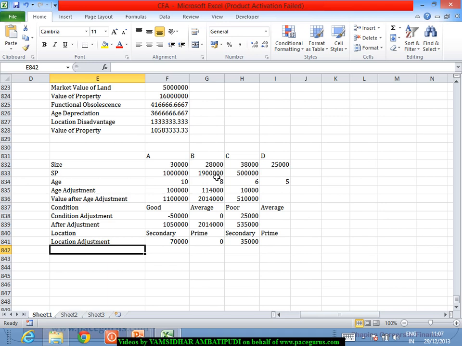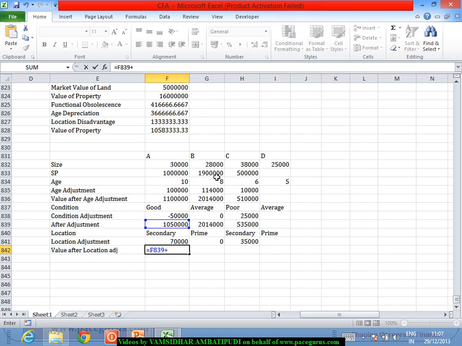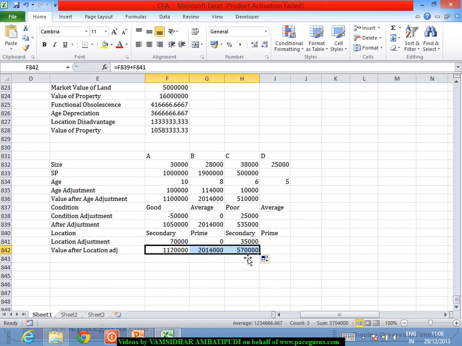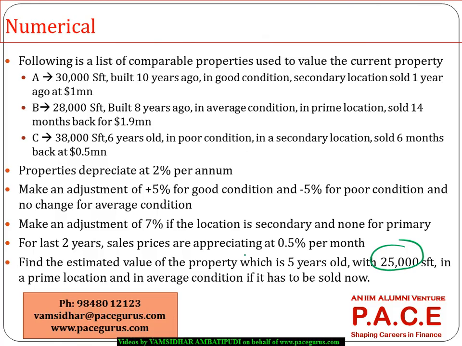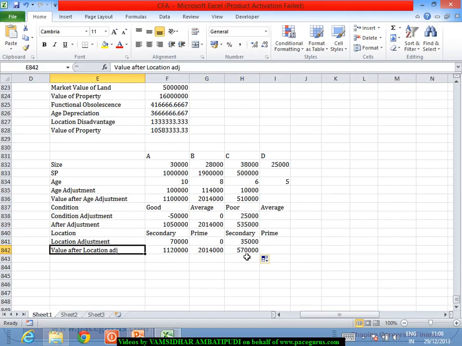So after the location adjustment, the value is coming out to 1.05 million plus 70,000, making it 1.12 million. And with the same logic, if I carry on, the location adjustment is coming out for that particular scenario. Then for the last 2 years, the sales prices are appreciating at 0.5% per month. Now, when was it sold? The selling date.